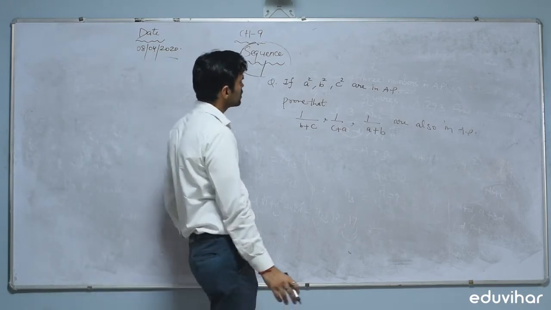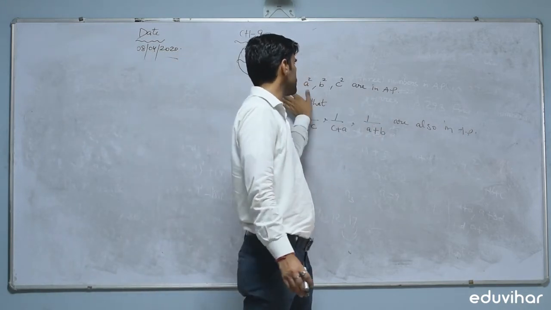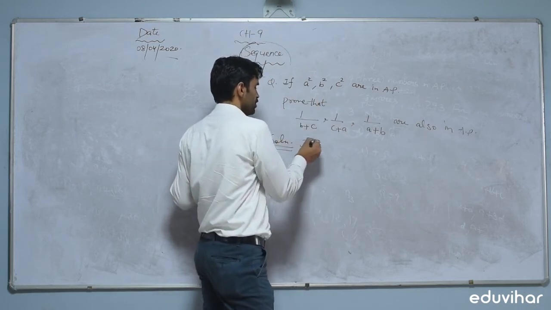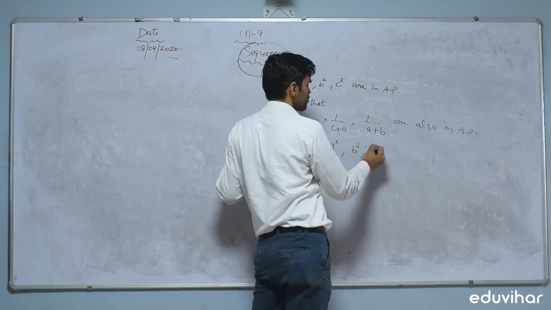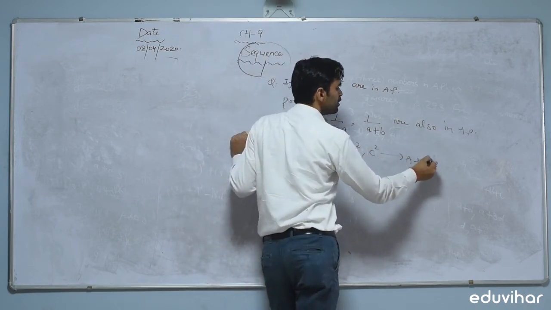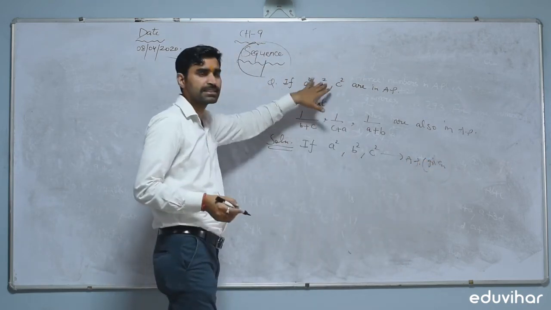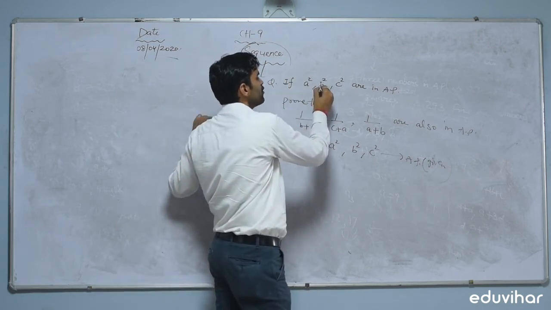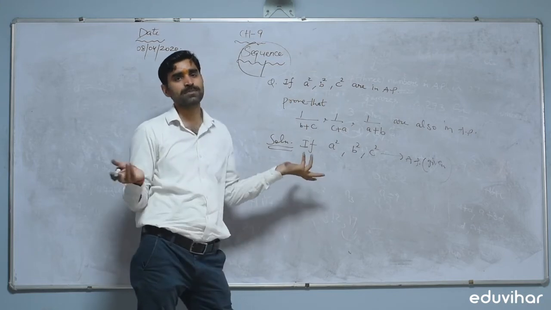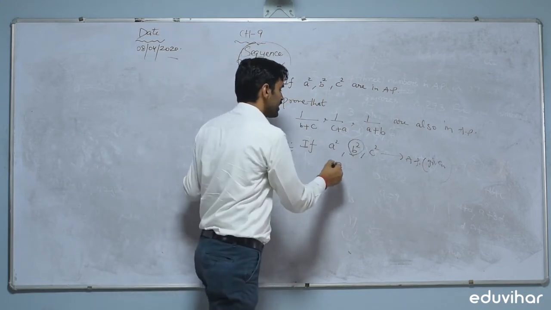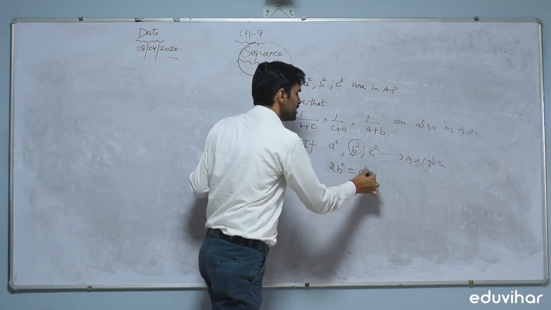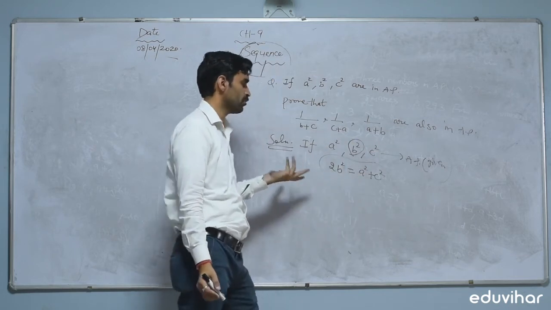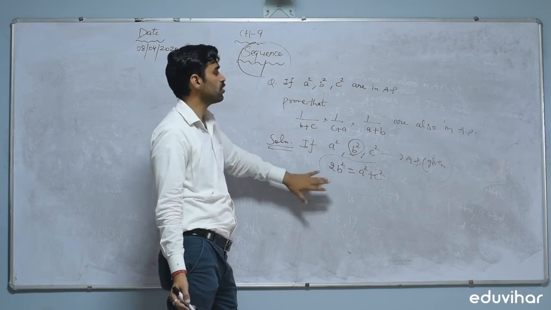As we know, if three terms are in AP, then what do we have? It is given to us that a square, b square, c square are in AP, and we have to prove the result by using this property. As we know, if three terms are in AP, then the middle term must be equal to the arithmetic mean of the other two, or you can say 2b square must be equal to a square plus c square. That is, double the middle term must be equal to the sum of the other two terms. By using this property we can solve this.